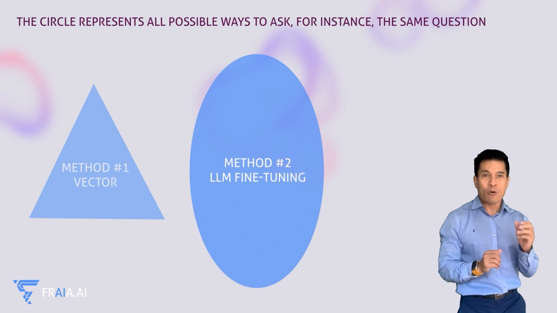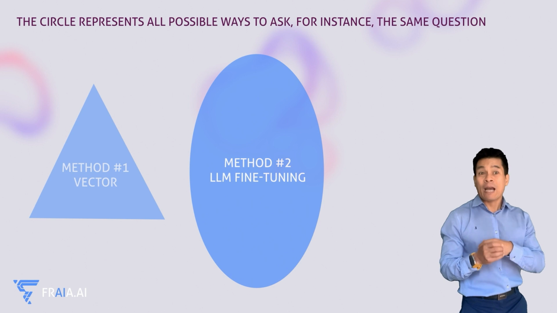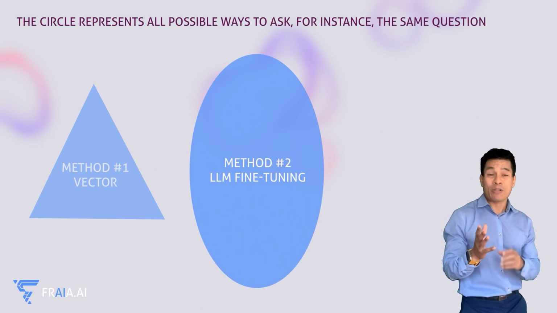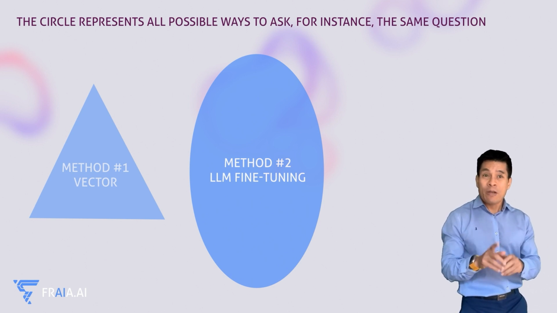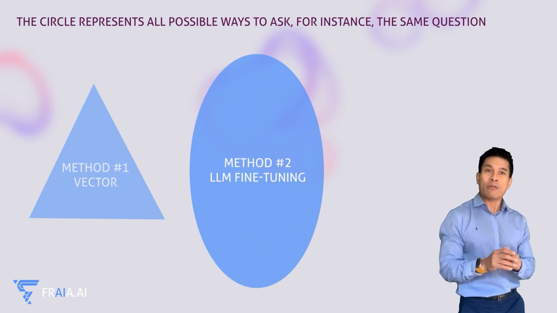In our next video, we'll explore how we can address this mismatch between the vector, triangle, and LLM oval models and the ideal response range, circle. Stay tuned for an insightful discussion on finding a solution to optimize our chatbots effectively.